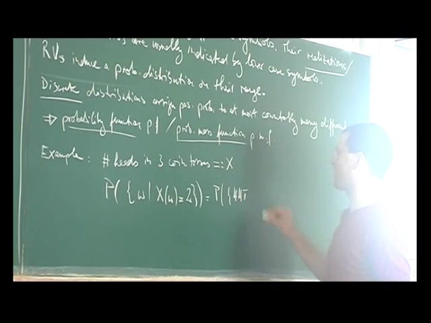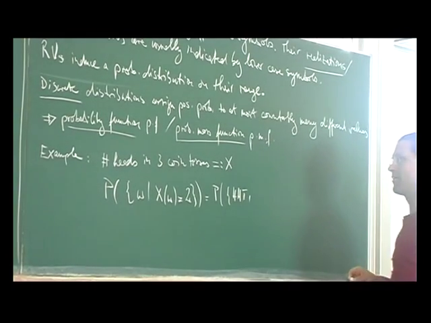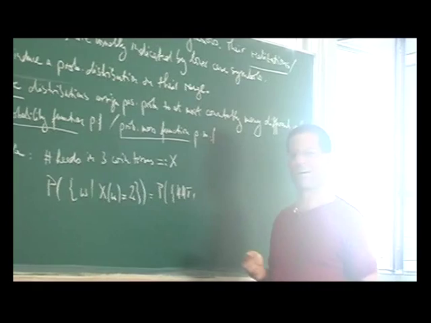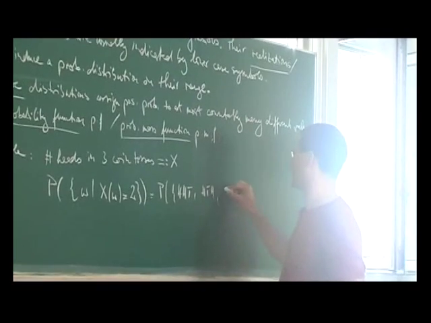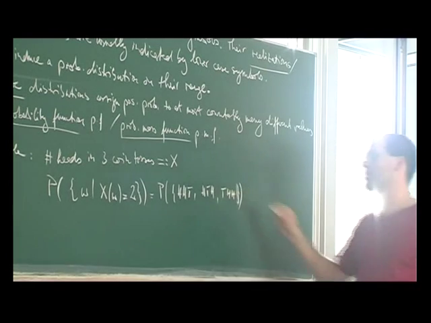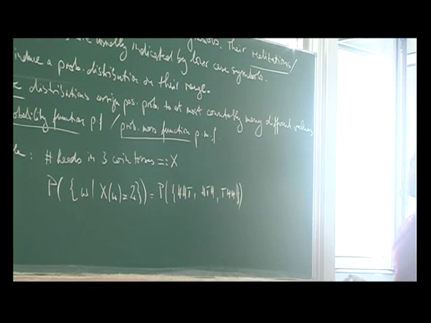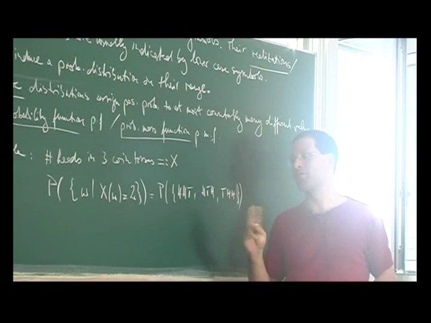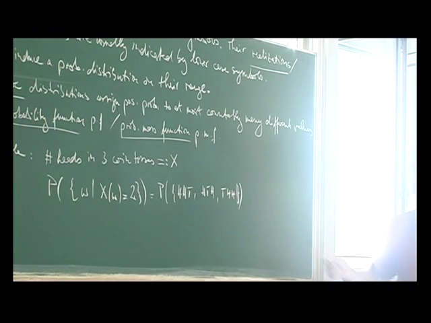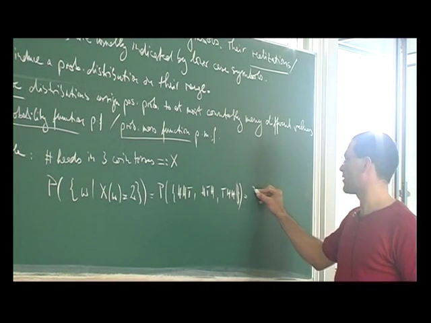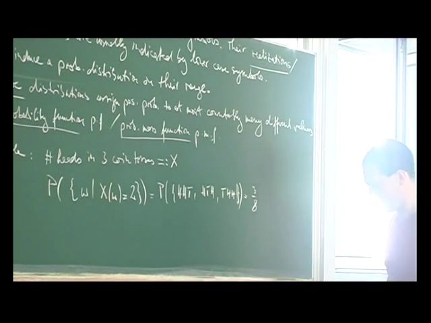It can be head, head, tail, T is what? Tail, I think. So what is the probability of this set? If I throw a coin which has two possible outcomes 3 times, I have 2 to the 3, or 8 possibilities, and 3 of these are favorable. So this probability is 3/8.